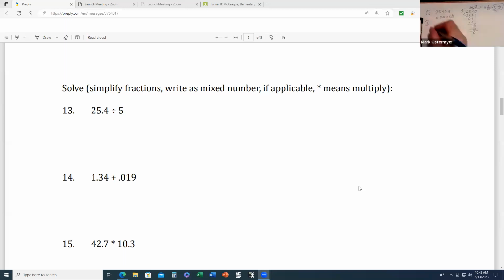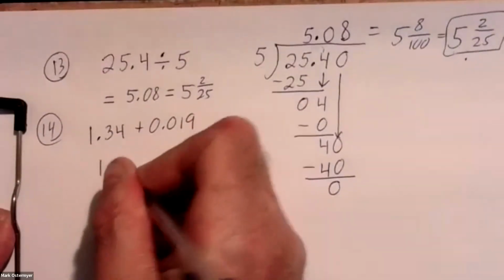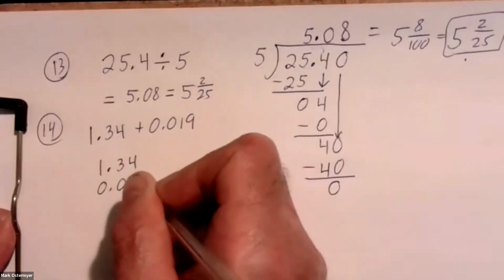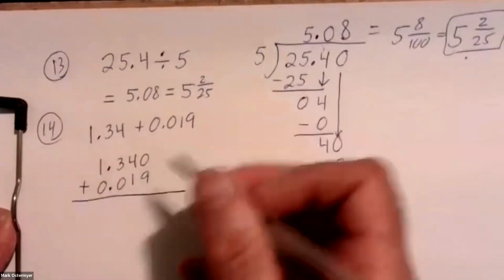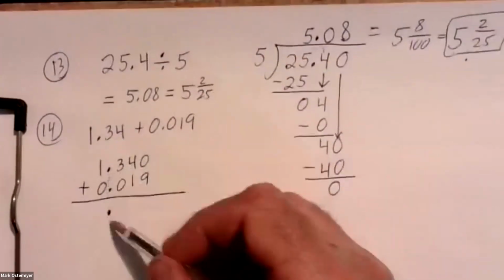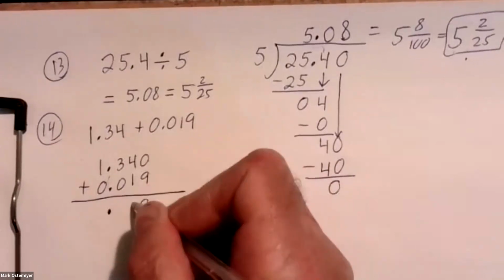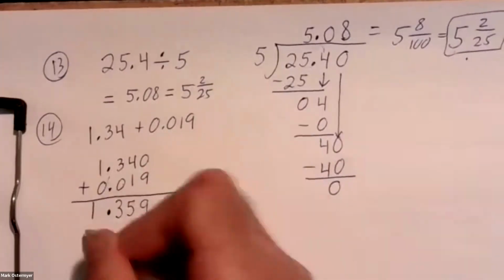Number 14. 1.34 plus 0.019. So we're going to take 1.34 and add 0.019, correct? Line up your decimal point, drop the decimal point straight down into your sum, and now just add. 0 plus 9 is 9, 4 plus 1 is 5, 3 plus 0 is 3, and 1 plus 0 is 1, correct?